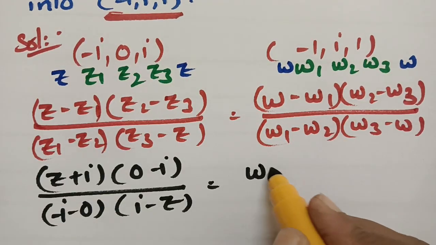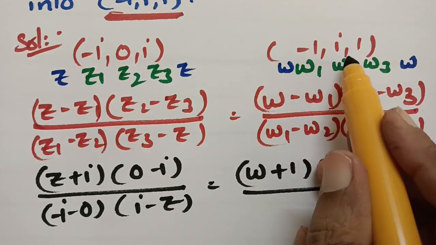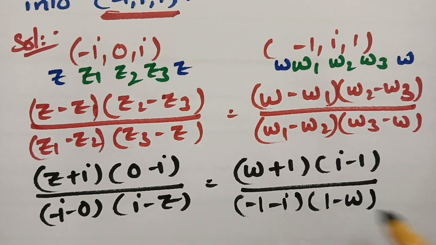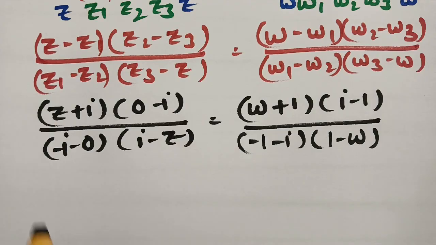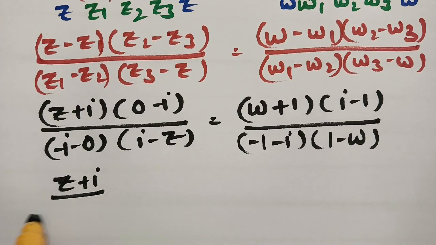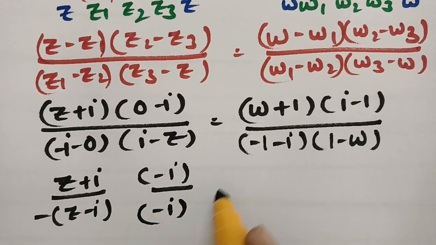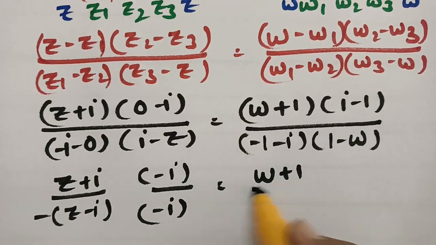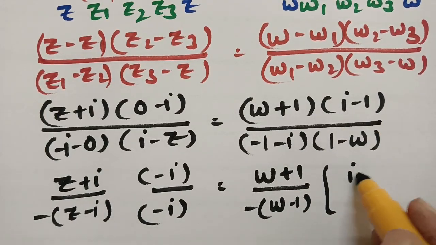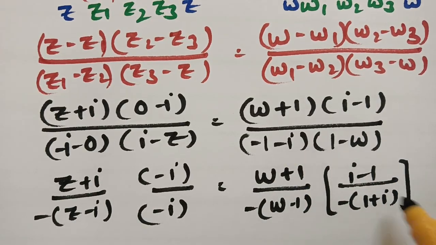And here this is W plus 1, and this value is i minus 1, and here W1 minus W2, this is minus 1 minus i, and this is 1 minus W. See, I am bringing Z to one side. So if I bring Z to one side, this is Z plus 1, and if I make minus common, this will be Z minus i, minus i, and this is also minus i. Here this is W plus 1, if I make minus common, this will be W minus 1, and here this is i minus 1. If I take minus common, this will be 1 plus i.